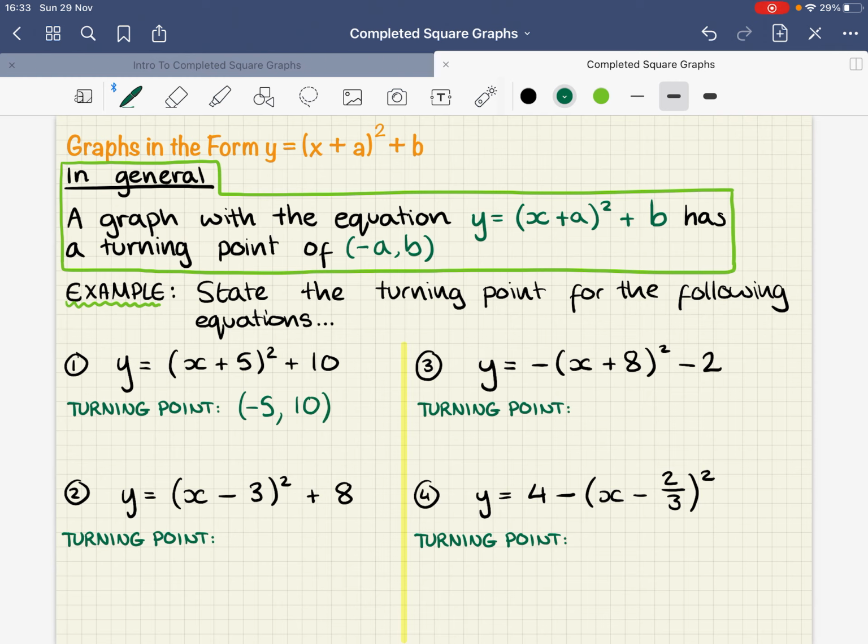So question 2, I've got (x minus 3) all squared plus 8. So I change the sign in the middle. So that's going to be now a positive 3. And then that 8 on the end.